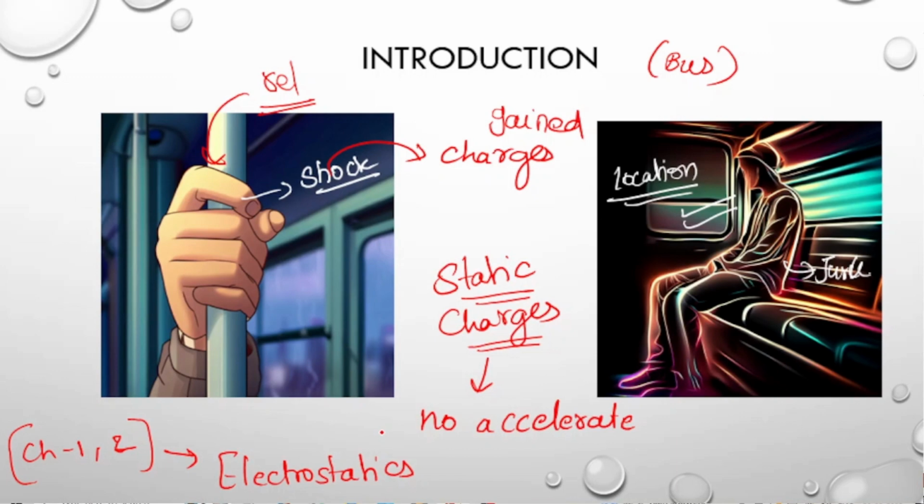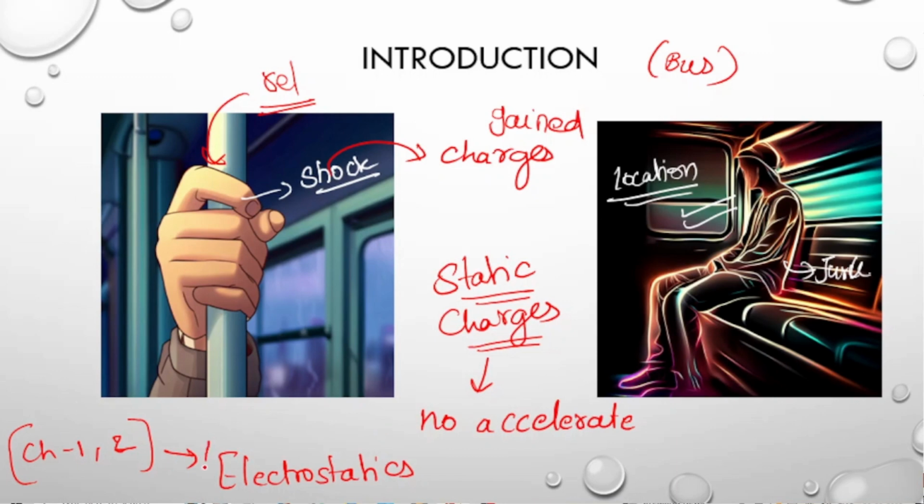So what if the charges are accelerating? If the charges are moving from one place to another, what do we call them? We call them electricity. A beautiful word, electricity, right? That is why the fan is running and the light is on. We can use all types of electronic devices because of electricity. When the charges are moving, we can observe electricity.